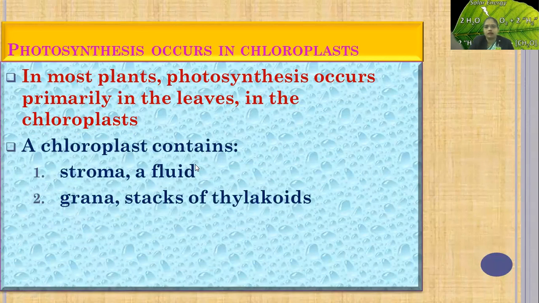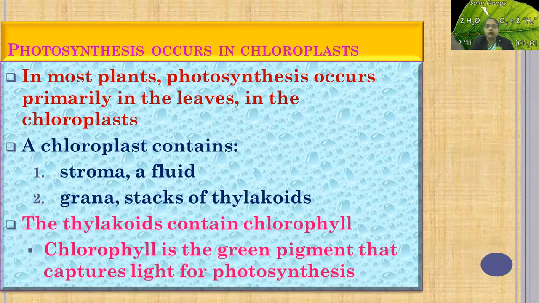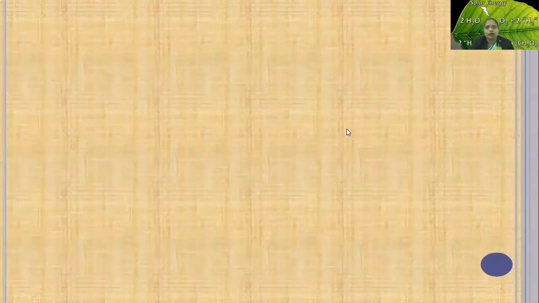In most plants, photosynthesis occurs primarily in the leaves, in the chloroplast, because the chloroplast is the site of photosynthesis. A chloroplast contains stroma, a fluid surrounded by grana. Grana means a stack of thylakoids. Thylakoids contain chlorophyll. Chlorophyll is a green pigment that captures sunlight for photosynthesis. So photosynthesis occurs in the chloroplast.